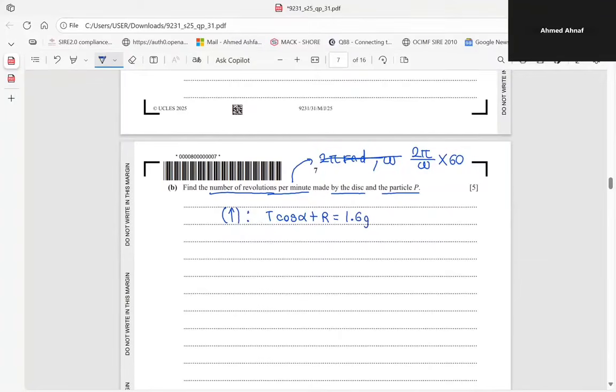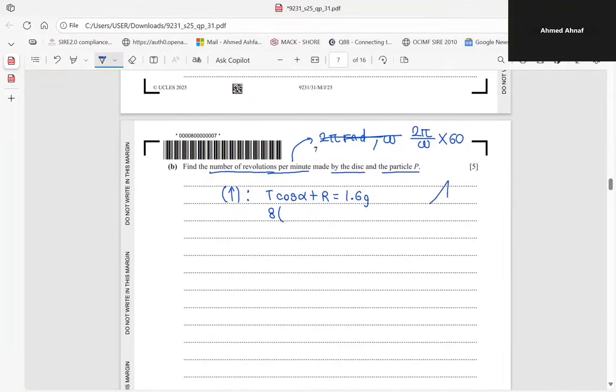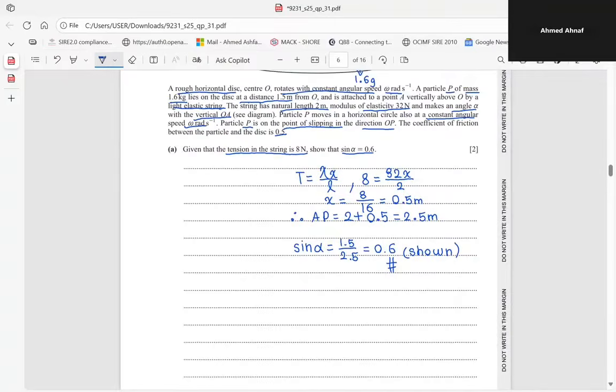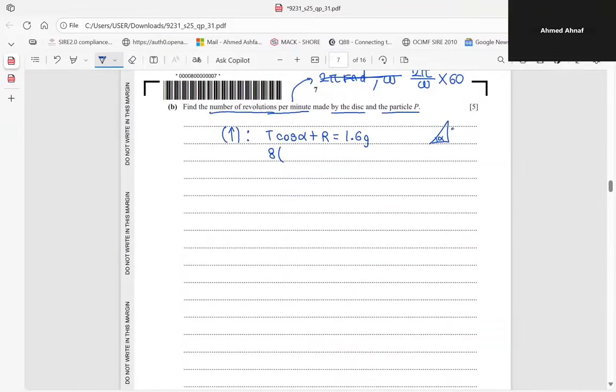We know that T is 8, and for cosine alpha, we can use our triangle. Sine alpha is 0.6, so 15 over 25, that is 3 over 5. So this is going to be 25 minus 9, which is 16, so the adjacent side is 4. Cosine alpha is just 4 over 5. Then plus R equals 1.6 times 10, that's 16. So R would just be 16 minus 32 over 5, which gives us 48 over 5 newtons.